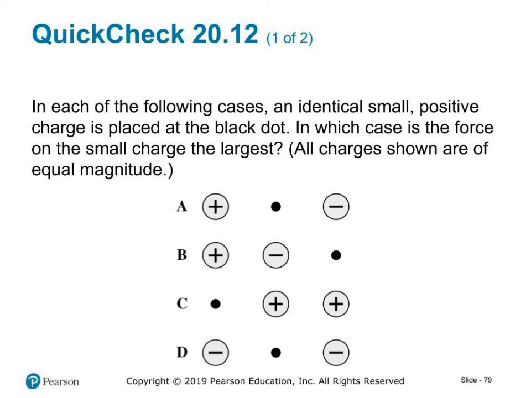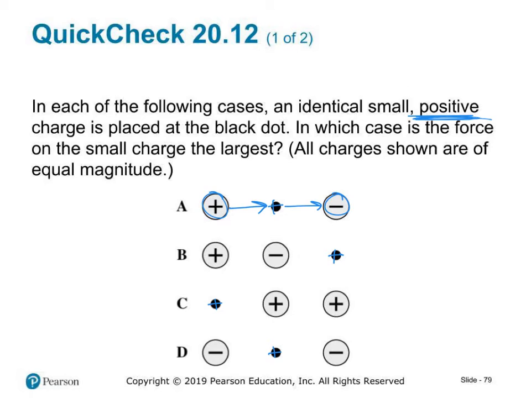In each of the following cases, an identical small positive charge is placed at the black dot, in which case is the force on the small charge the largest. All charges shown are of equal magnitude. Okay, so we're going to draw some force vectors here. All right, I'm going to do that in, let's say, blue. Okay, so on this first one, we need to note that we've got a positive charge on each black dot, positive charge. So this positive charge is going to repel it, and this one's going to pull it. Okay, this negative, because negative pulls on the positive.